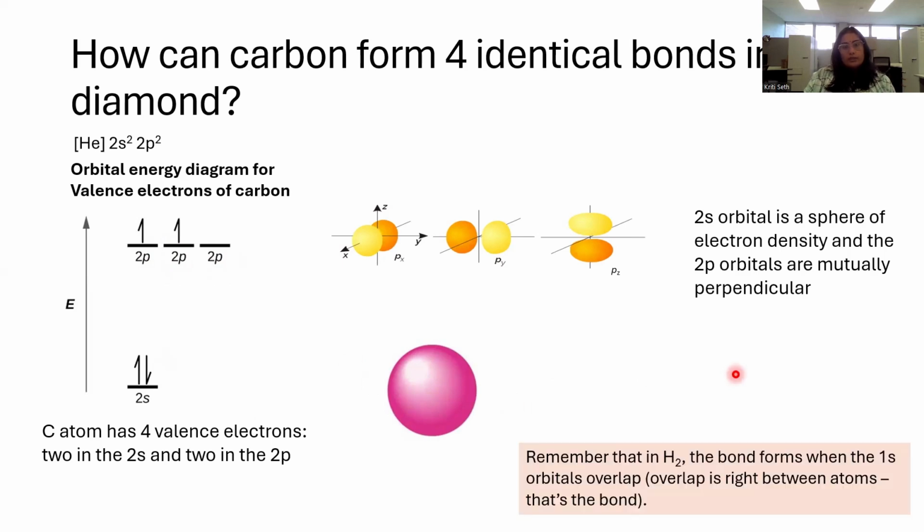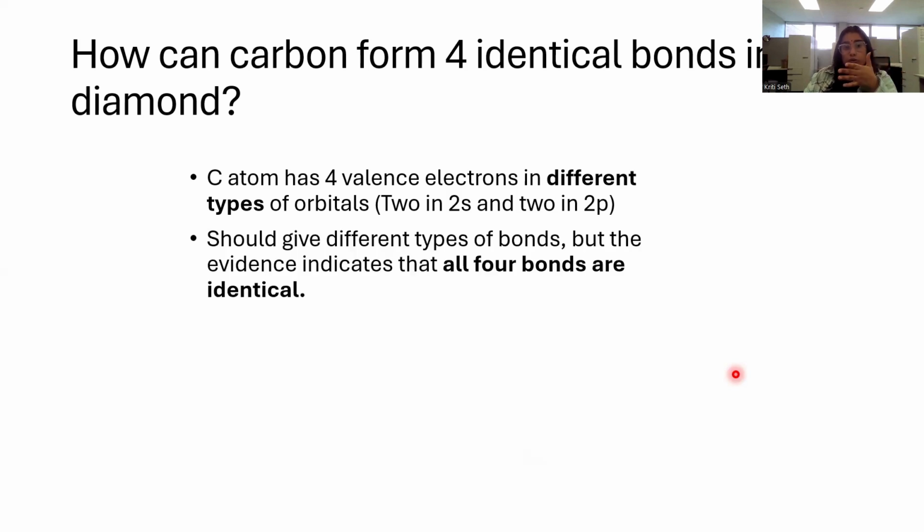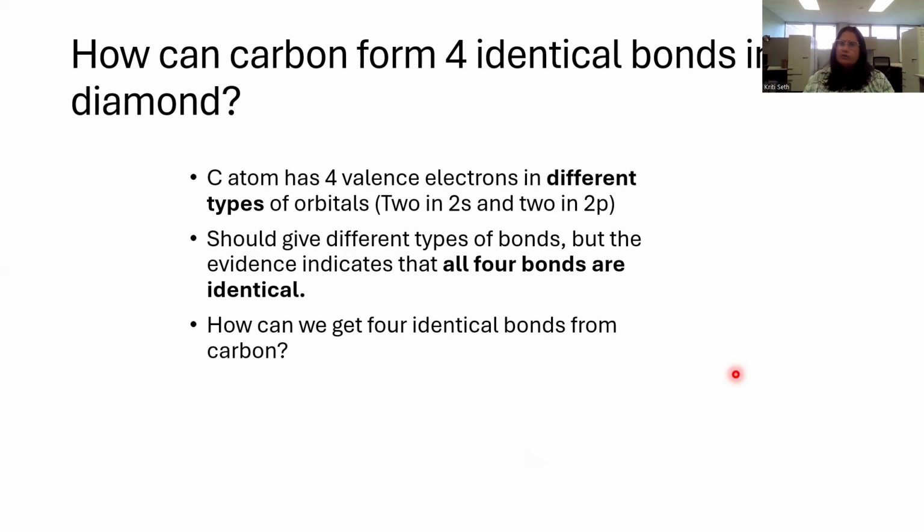Remember in H2, the bond was formed when one 1s orbital overlapped with the other 1s orbital. Both those 1s were the same, right? But now we have a problem with carbon here. It has 4 valence electrons, but they are in 2 different types of orbitals. 2 of them are in 2s and 2 are in 2p. So theoretically, that should give different types of bonds, right? Since the orbitals are different. But all evidence indicates that all 4 bonds are identical. So how can this happen?